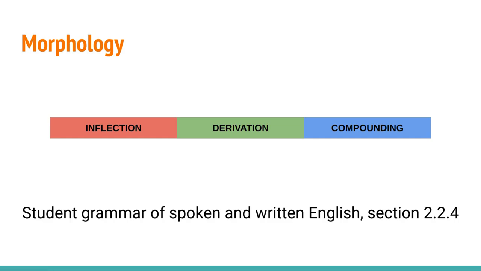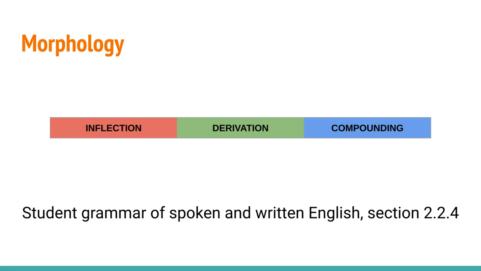Now, let's take a look at this. I previously mentioned morphology as the study of forms of words, okay? And in this section 2.2.4, you will find the theory regarding these three morphological processes, okay? These are morphological processes, and these are the processes we are going to be focusing on in this class.